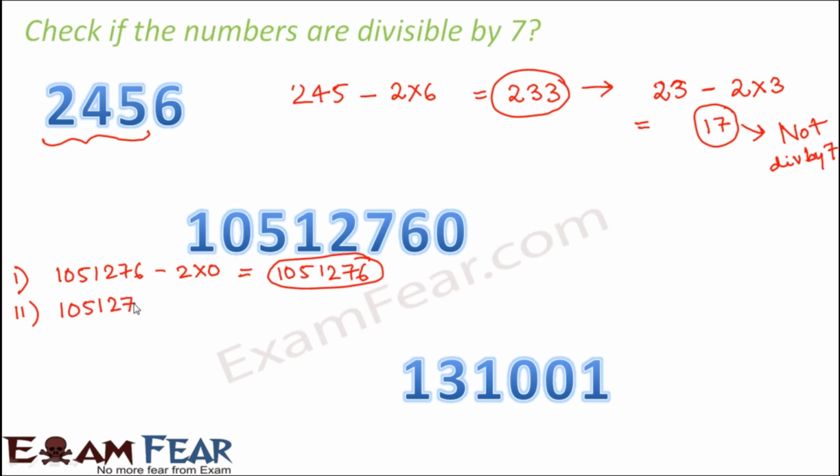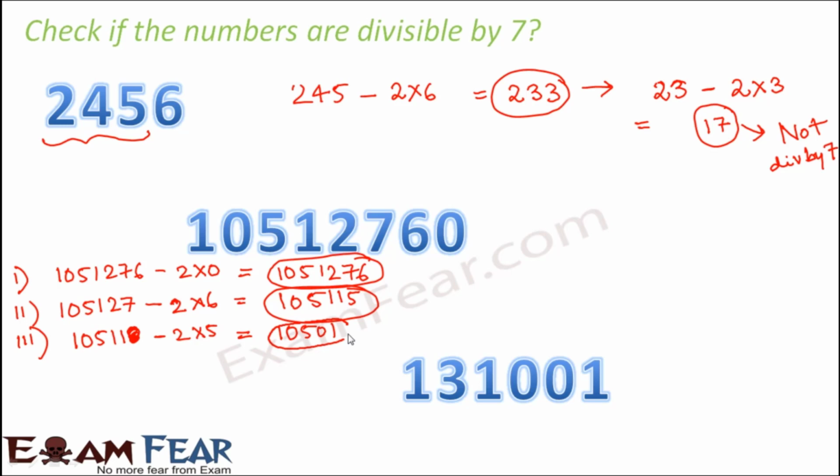What do we do? We consider the entire number except the last digit and then subtract 2 times the last digit. So 2 into 6, that would be 12. So once we subtract 12 from this, we get 105115. Again, we are not sure if this would be divisible by 7 or not. So we repeat the process. 105115. Not 5, we will leave the last digit, minus 2 into 5, which is 10. So this gives us 10501.